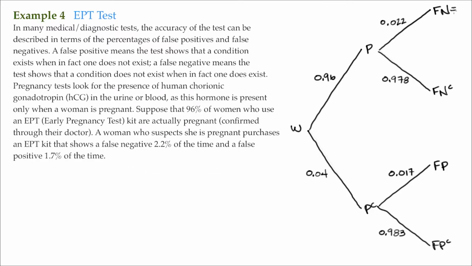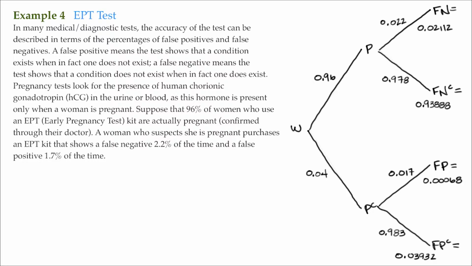Then all I like to do is, up here, 0.96 times 0.022. That's 0.02112. For here, 0.96 times 0.978. That's 0.93888. For here, we're going to take the 0.04 times the 0.017. That's 0.00068. And then last for down here, 0.04 times the 0.983. That's 0.03932. So now we have all the probabilities listed.